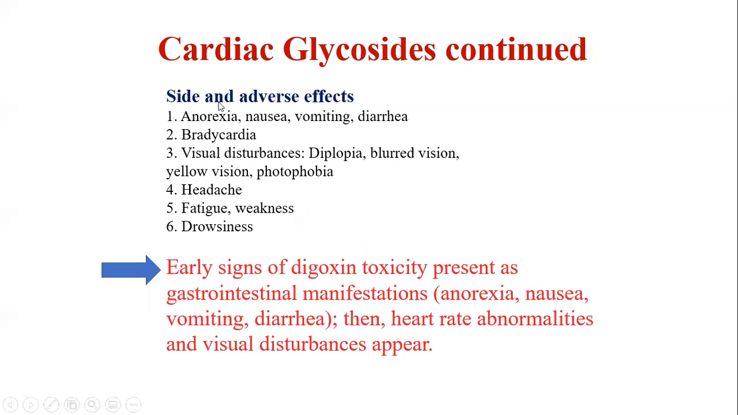Now let's go to the side and adverse effects. They can cause anorexia, nausea, vomiting, and diarrhea, which we call GI upset. They can also cause bradycardia or visual disturbances like double vision, called diplopia, blurring of vision, yellow vision, or photophobia. These are signs of toxicity of digoxin overdose. Sometimes there are headache, fatigue, weakness, and drowsiness.